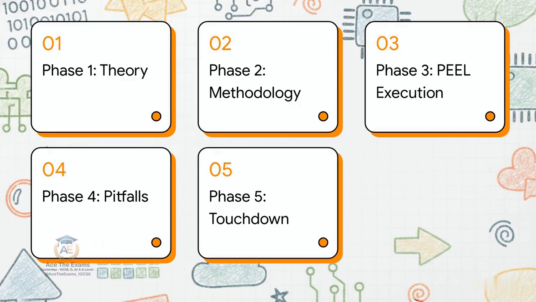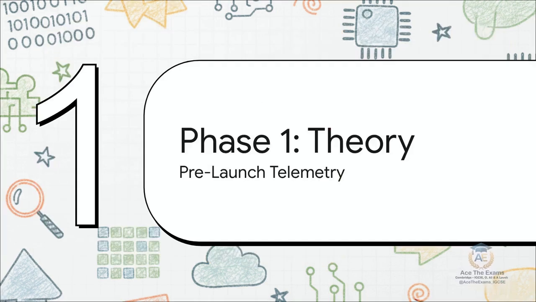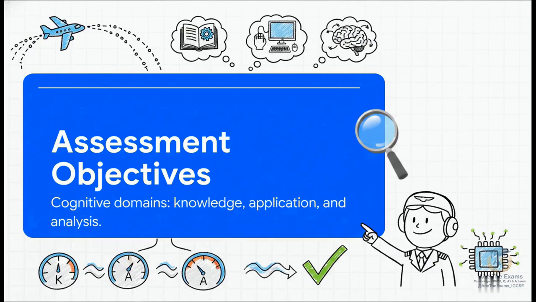Let's prep for launch. Initiating Phase 1, pre-launch telemetry and core principles. It's time to lock down the theoretical architecture of character data. Now, to guide us through this theoretical foundation, I really want to introduce our two test pilots for today, Pilot Alex and Pilot Sam. Both are highly capable students, but their flight telemetry shows some very distinct vulnerabilities that you might actually recognize in yourself. Pilot Sam, in particular, has a habit of just memorizing what ASCII stands for and calling it a day.